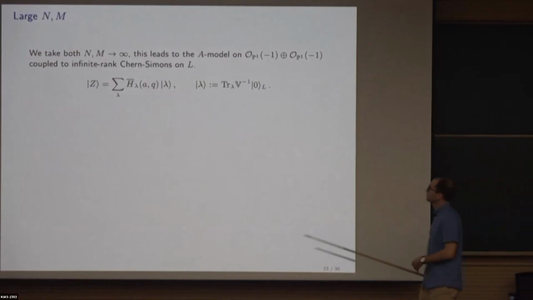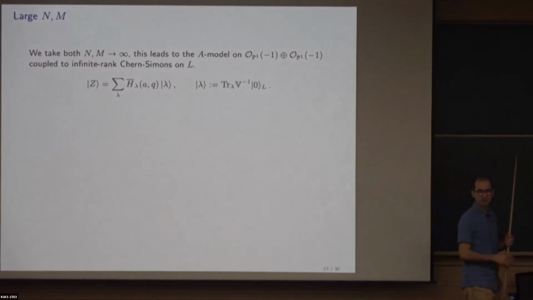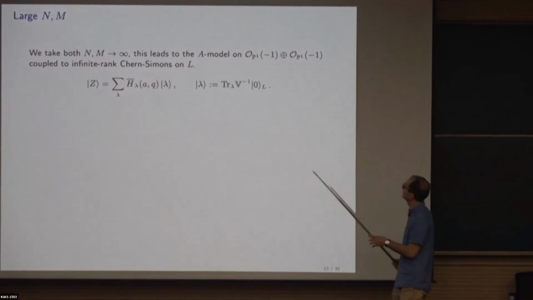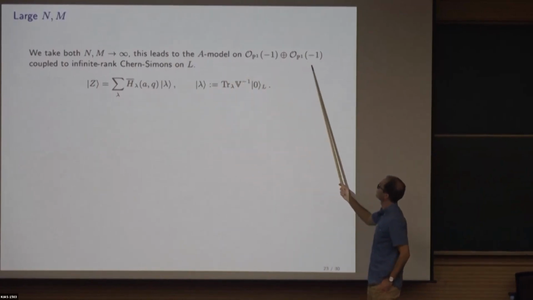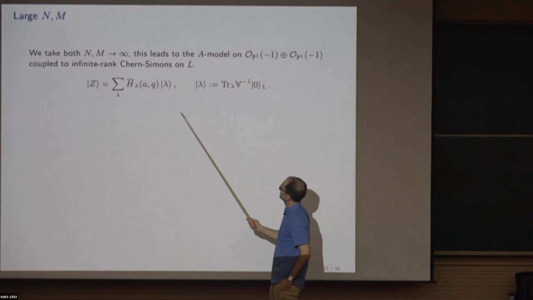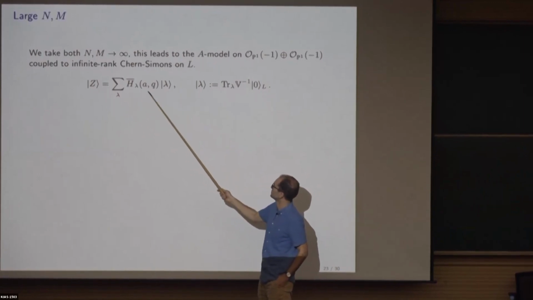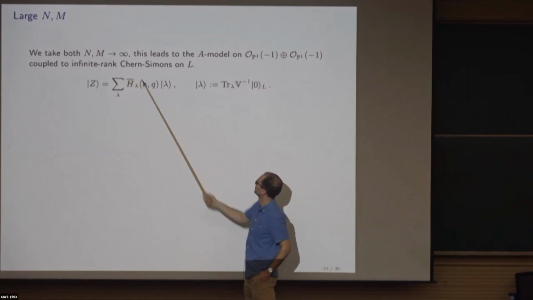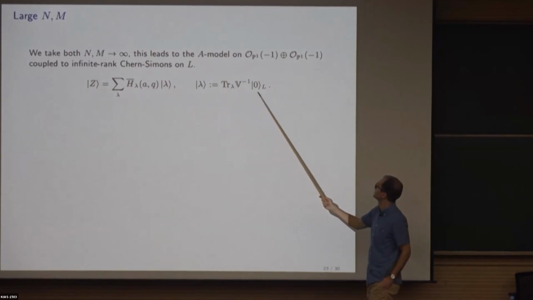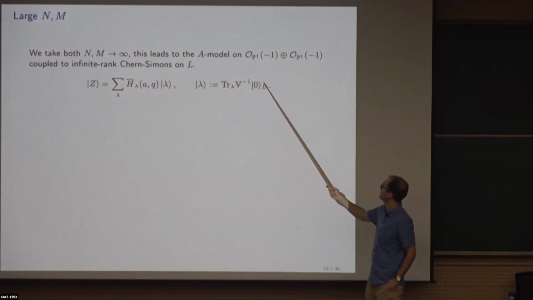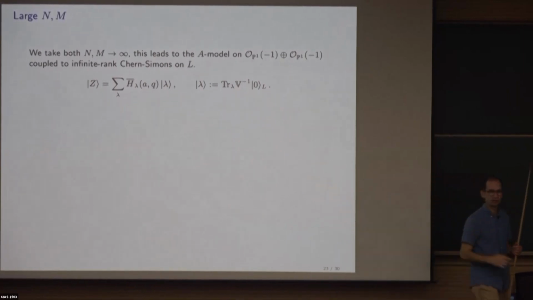But then what we would like to do is take both N and M to infinity, so both the branes on S3 and the branes on L. Taking infinitely many branes on S3 leads to the A model on the resolved conifold as before. Then we get that this quantum state is a sum over all partitions with no constraints now, because M also goes to infinity. And the state lambda, as I said, is just what you get from the empty brane, the solid torus, where you insert a Wilson line in representation lambda.